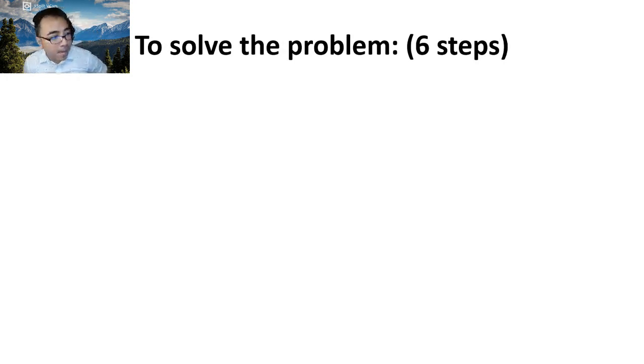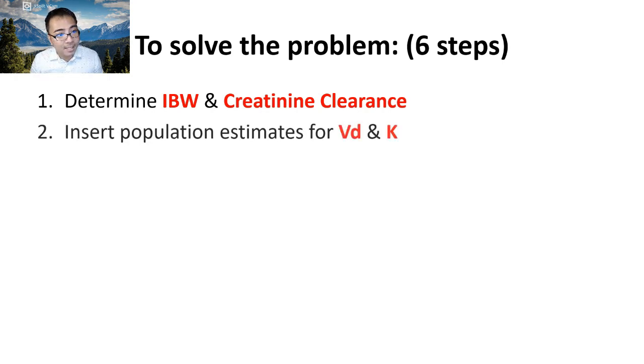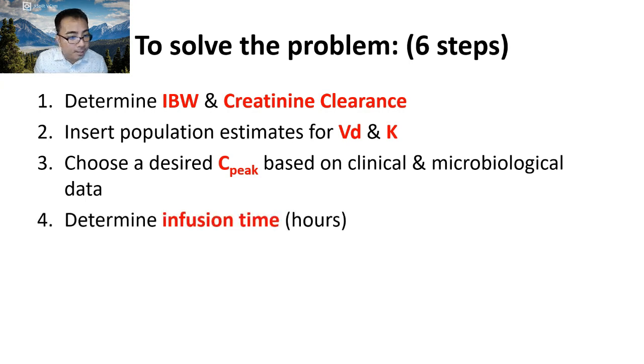So to solve the problem, class, we will have 6 steps. First is to determine the IBW and creatinine clearance. Second is to insert population estimates for VD and K. Then third would be to choose the desired peak based on the clinical and microbiological data. Usually determined na to, or sinasabi naman sa atin. Fourth is to determine the infusion time. Pero actually, alam natin kung ano infusion time natin. It should be 1.